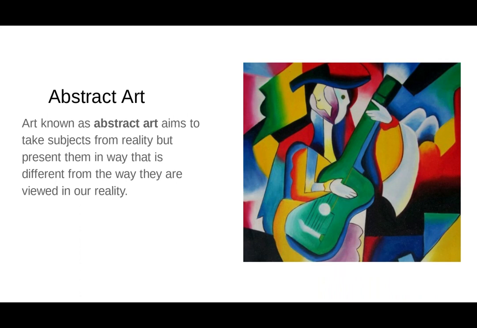Next, we talk about abstract art. Art that's known as abstract art aims to take subjects from reality, but present them in a way that is different from the way they are viewed in our reality. So here we see somebody playing a guitar, right? We can probably all agree that this looks like a figure playing a stringed instrument like a guitar. Not as representational as that other work, but it definitely looks like a figure playing a guitar.